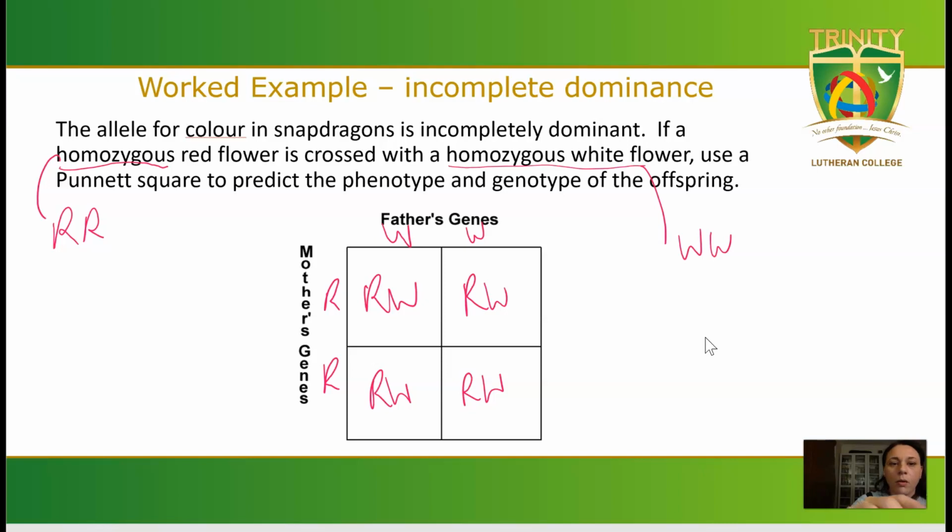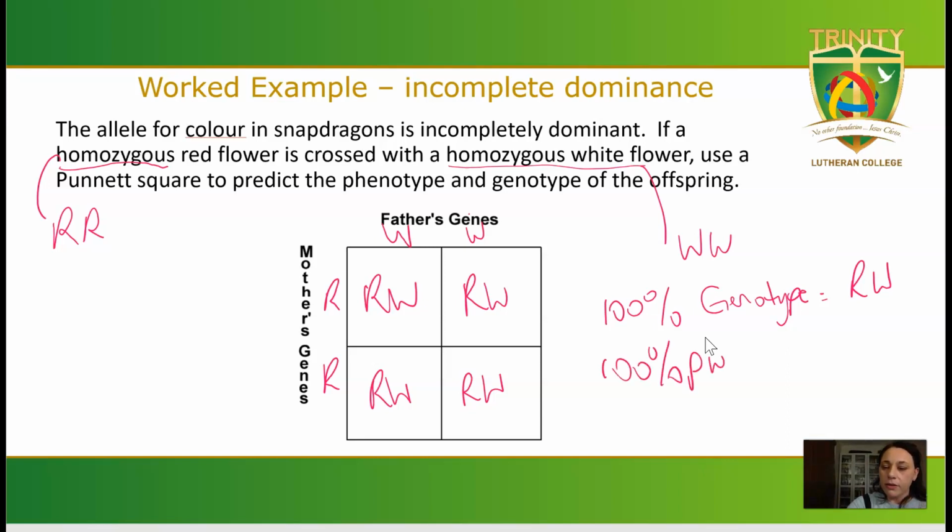So, what the question is asking me to do, I've got to go back. Oh yes, I've done the Punnett square, but have I answered the question? Use a Punnett square to predict the phenotype and genotype of the offspring. So there is a 100% chance that the genotype is going to be big R, big W. They're going to get one of each of these incompletely dominant alleles. And it's 100% that the phenotype is going to be pink, halfway between red and white. We're going to get a new colour come out.